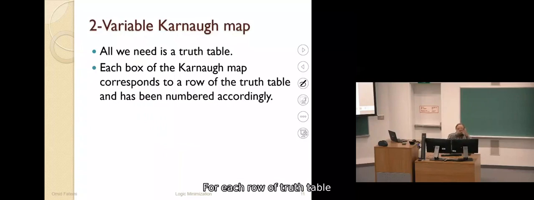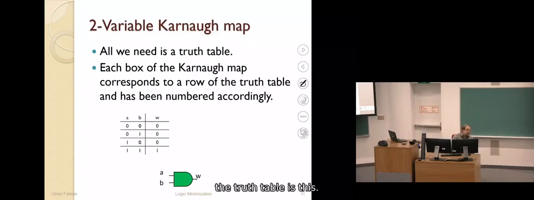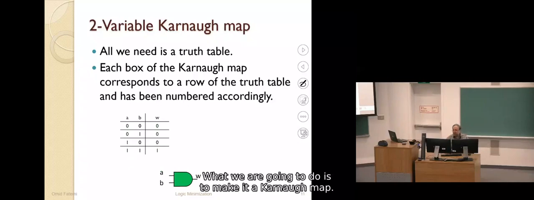For each row of the truth table, we correspond a cell in the Carnot map. I will show you how. For example, this AND gate. The truth table is this: 0, 0 is 0, and only 1 and 1 is 1. The other ones are 0. What we are going to do is make it a Carnot map.